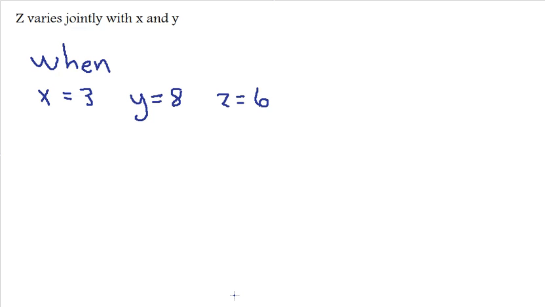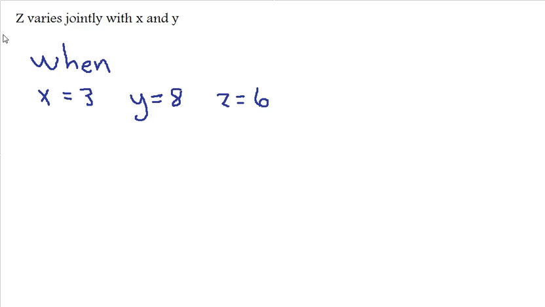Okay, let's look at z varies jointly with x and y. With this particular problem, you first want to write out the equation. You want to find your constant of variation and then go from there.